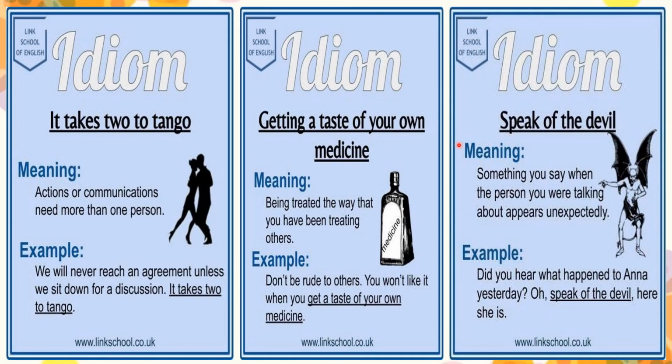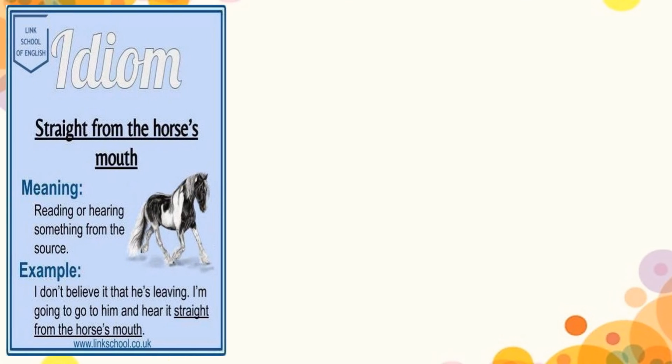Speak of the devil, meaning something you say when the person you are talking about appears unexpectedly. Example: Did you hear what happened to Anna yesterday? Oh, speak of the devil. Here she is. Straight from the horse's mouth, meaning reading or hearing something from the source. Example: I don't believe it. I'm going to go to him and hear it straight from the horse's mouth.